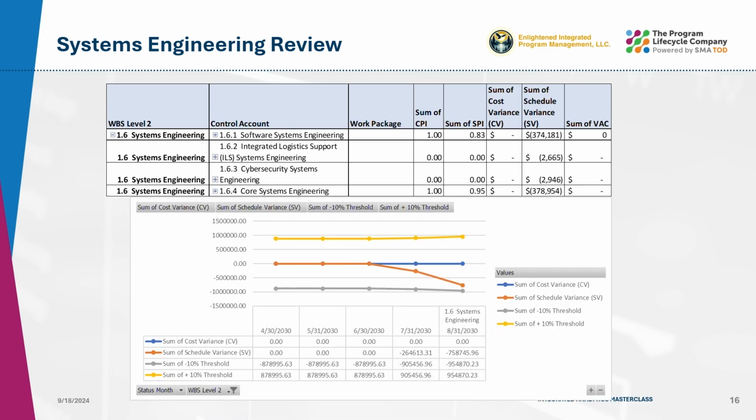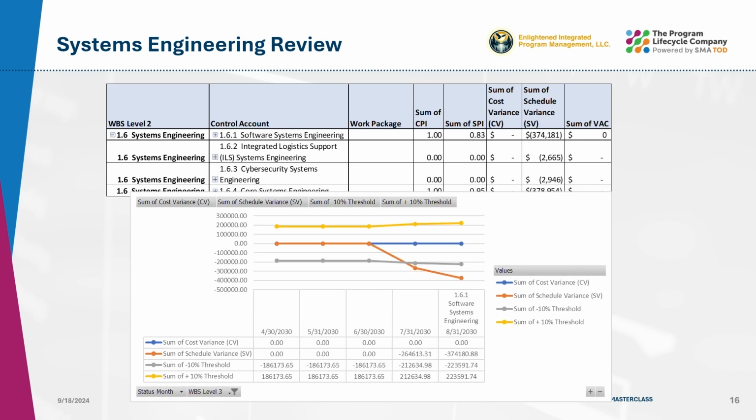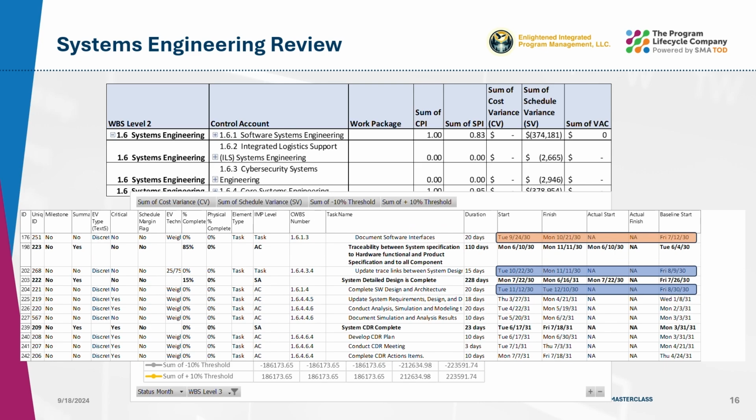Right. We have set a 10% threshold for all of the variances, which include the planned to date cumulative variance and the variance at complete. In looking at the 10% threshold to date at the 1.6 systems engineering level, we are not breaking the threshold requiring management attention. But by evaluating the systems engineering control account trend charts, we see that the software systems engineering effort does break the schedule variance threshold and thus needs to be discussed. To better understand this variance, we will look at the IMS. The document software systems interfaces task has been lagging for 3 months, but is expected to be completed by the end of the month.